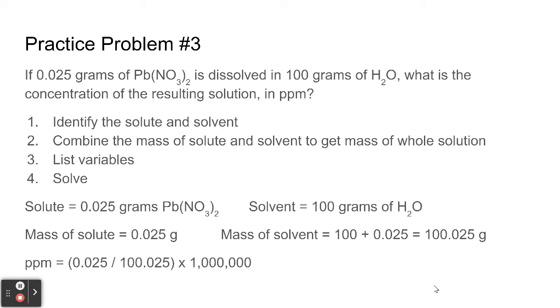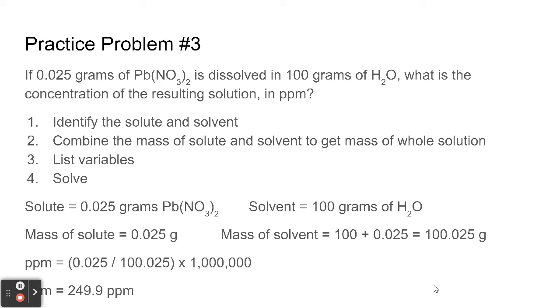Then if we do the math, we get 0.025 divided by 100.025 times 1,000,000. In this case, we get 249.9 parts per million. So our ppm here is 249.9. Again, if we're adding small, minute steps to these questions, you have to look for if I've given you the entire mass of the solution, or if you have to combine your solvent with your solute to get the total mass of the solution. In this case, I've just told you what your solvent is, and I've told you what your solute is. And you have to combine those two to get the mass of the entire solution before you can do the math.